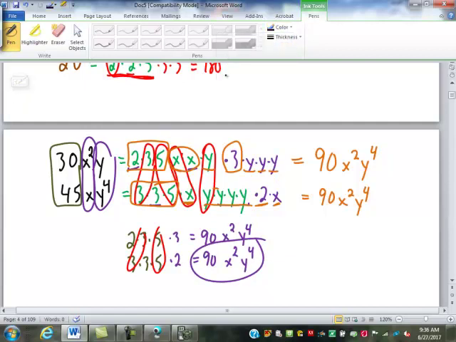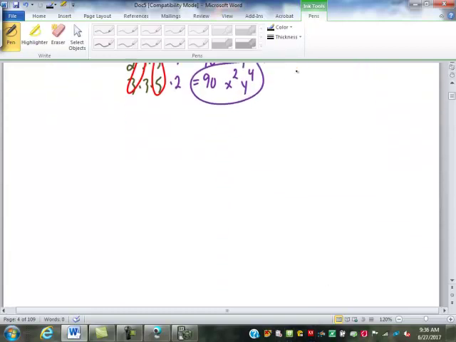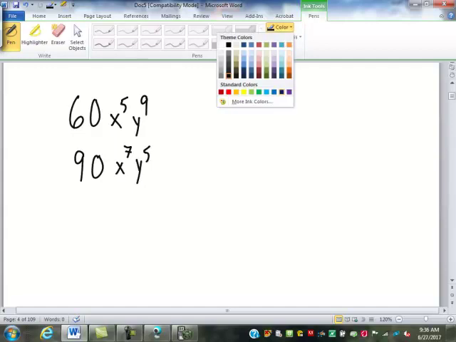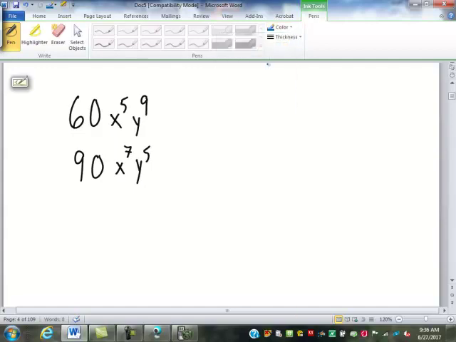I'm going to have you guys try one. So we're going to do 60x to the 5th y to the 9th. And let's see here. Let's do 90x to the 7th y to the 5th. Find the least common multiple for those.